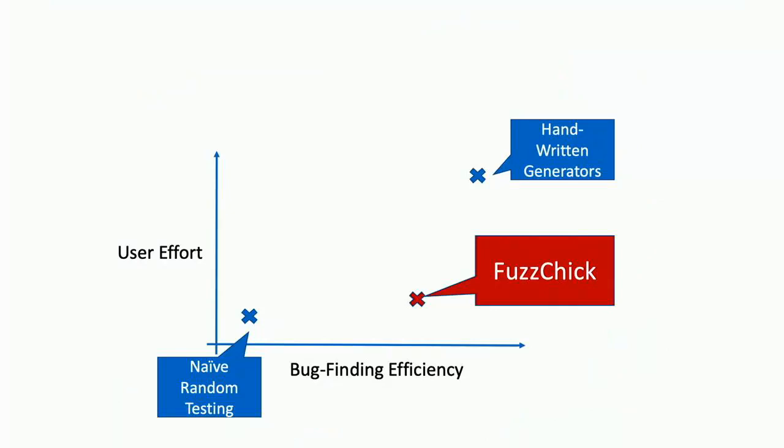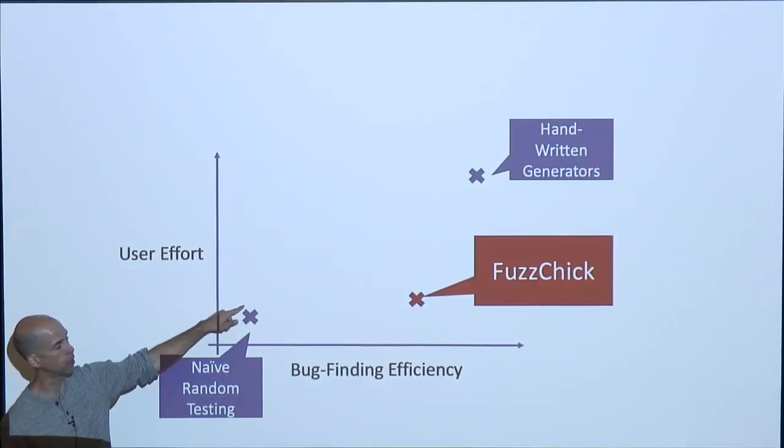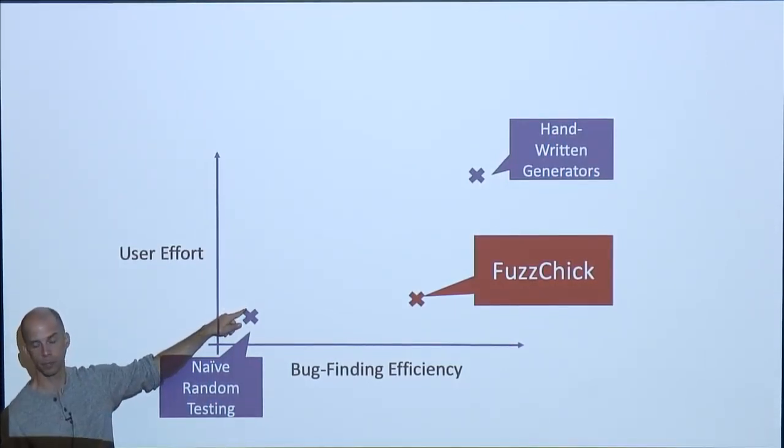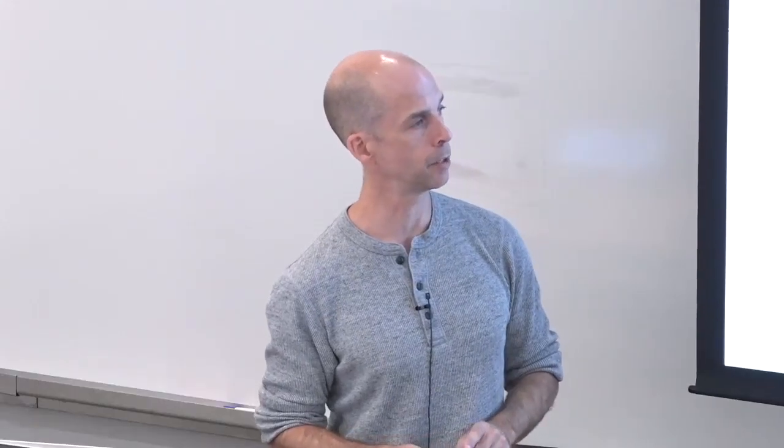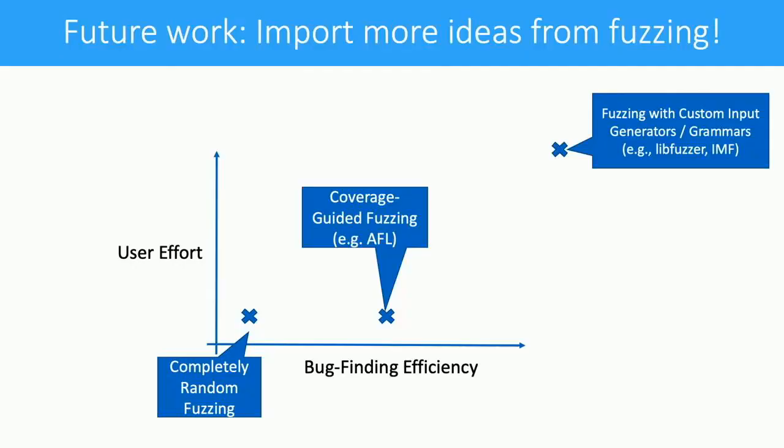Okay, so here we are. Here we had naive random testing. There we have the handwritten generator. And here we have Fuzz Check, which is way better, but not exactly the same here. At least in our particular case, there was a tiny bit of writing that you had to do for creating your generator. And it is important for performance to be able to do that sometimes.